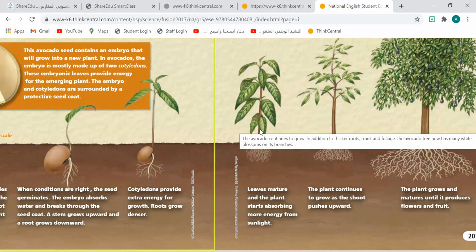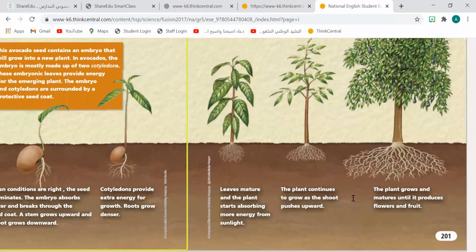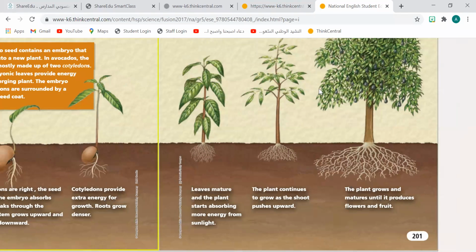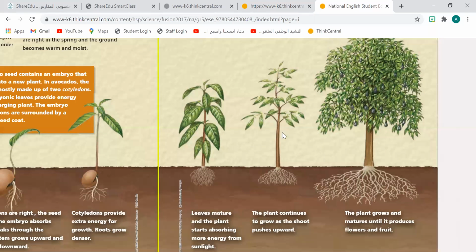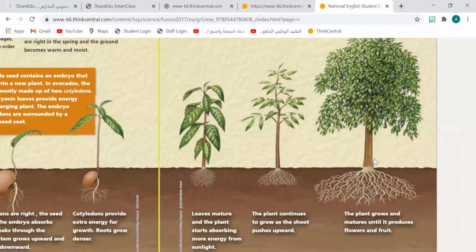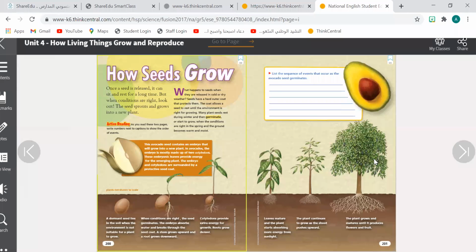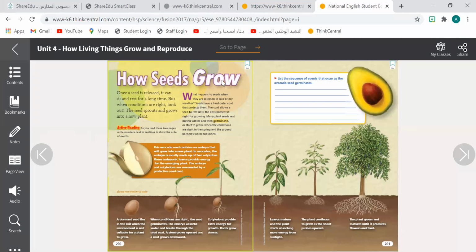See? And then later the plant will continue growing as the shoot pushes upward. See? It will go upward and it will have many leaves and the stem will be very thick and hard. It matures until it will produce flowers, then fruit. Okay? So this is how a tree grows up, or this is an avocado tree.